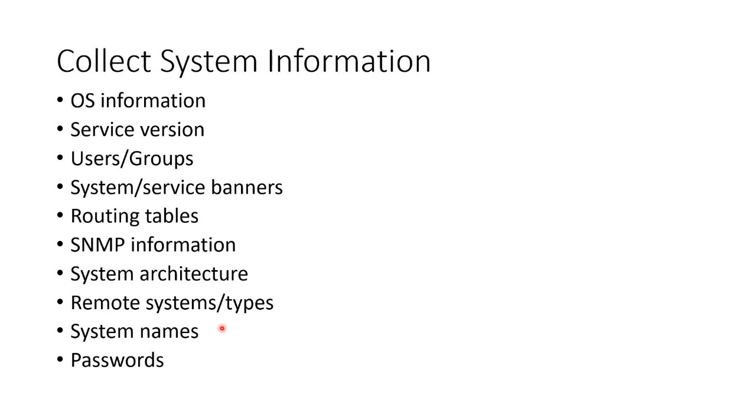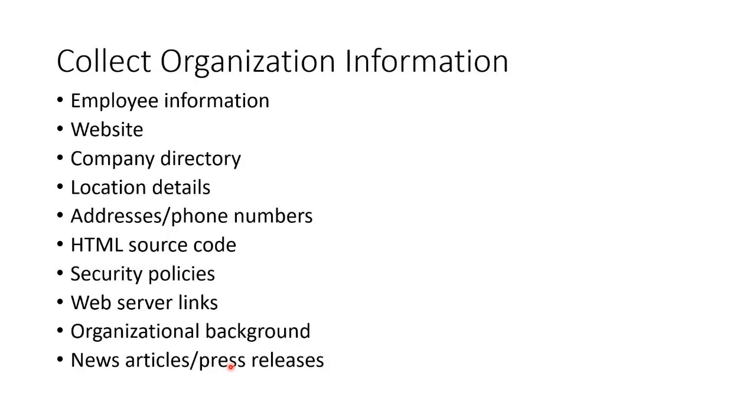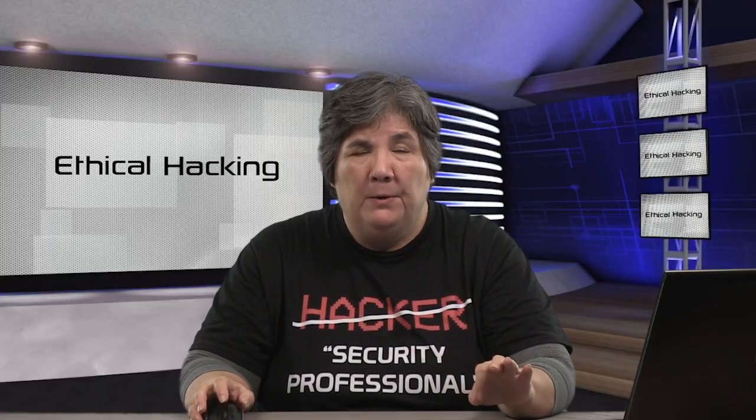We'll look for employee information and website details and company directories and location information and addresses and phone numbers and HTML source code and security policies and web server links and the background of the organization and any press releases and news articles on them. So those are the footprinting concepts.